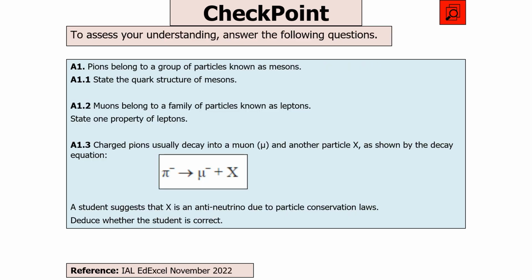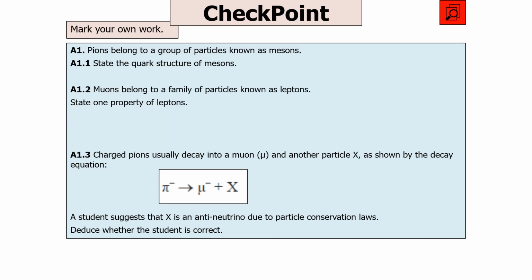The next question says, pions belong to a group of particles known as mesons. State the quark structure of mesons. Then mesons belong to a family of particles known as leptons. State one property of leptons. Then the charged pions usually decay into a muon and another particle X, as shown by this decay equation. The student suggests that X is an anti-neutrino due to particle conservation laws. Deduce whether the student is correct. So pause the video now, then unpause the video when you want to go through your answer.